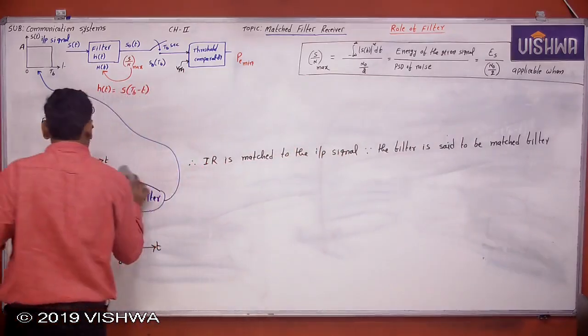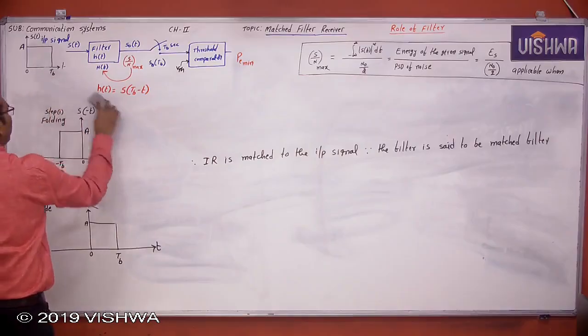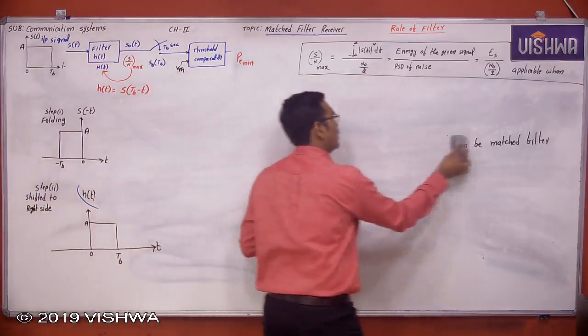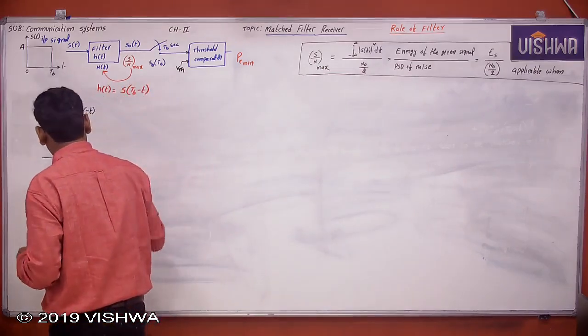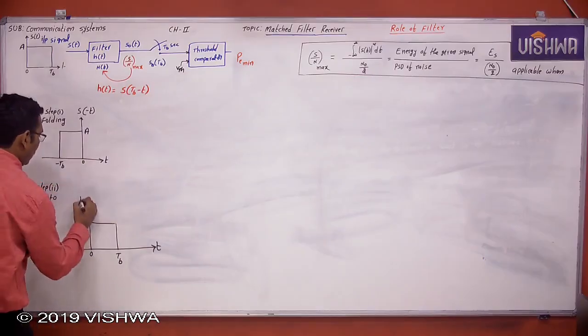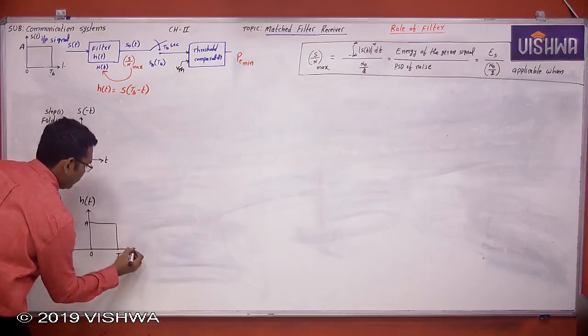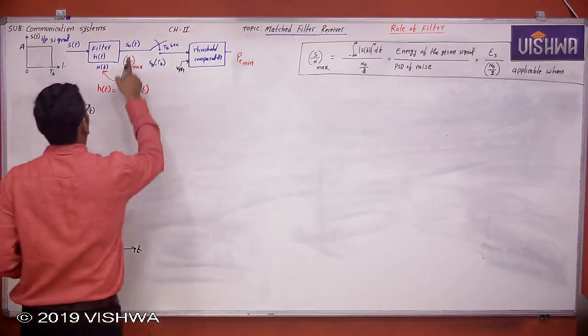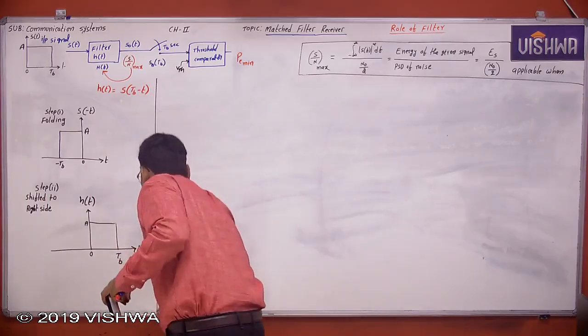Okay, now see here. The impulse response of the filter will be same as that of the input signal. Therefore, this filter is named as matched filter. Now my question is, this is h of t, which is the impulse response of the filter. Now I want the output of the filter.